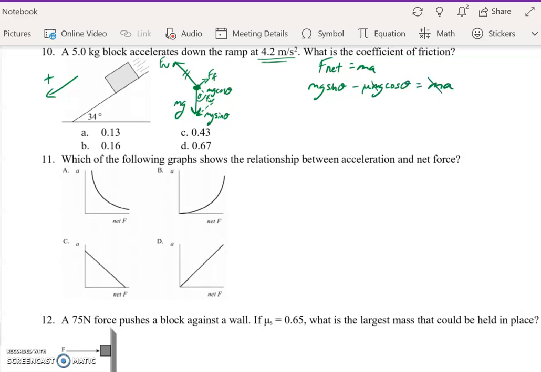So again, the 5 kilograms is not necessary. We just left it in case somebody wanted to try and use it, which is fine. The only thing we don't have here is mu. You have everything else you need. Solve for mu using algebra and you get 0.16.